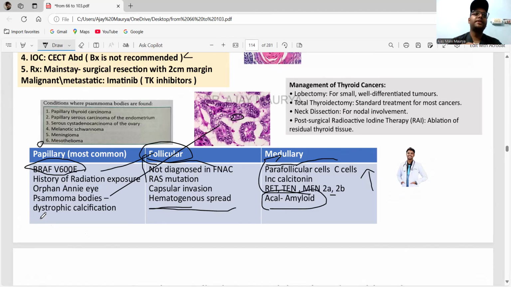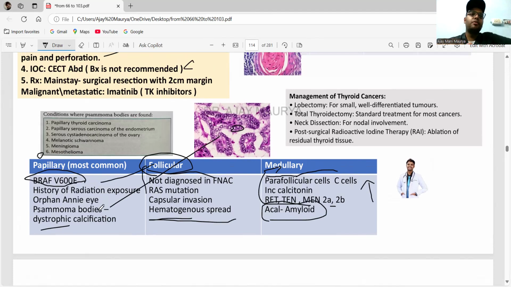There is a dystrophic aspect. I already told you about the dystrophic and the metastatic. Papillary thyroid carcinoma comes under dystrophic calcification. So we will see psammoma bodies. What are psammoma bodies? Psammoma bodies are dystrophic calcifications, also seen in papillary thyroid carcinoma.